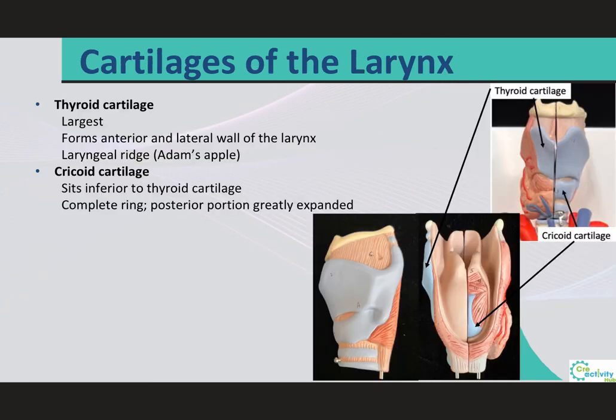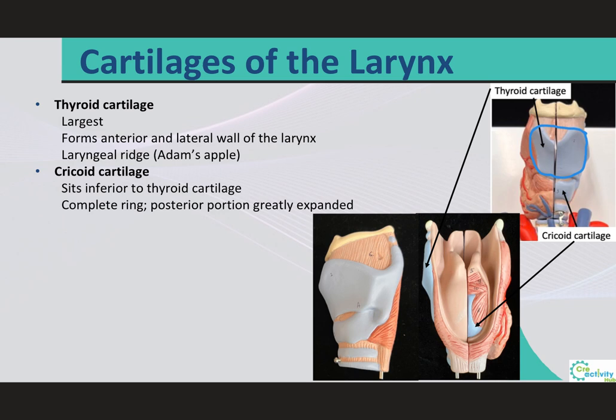Now let's start talking about the cartilages that will form the larynx. There are 3 large unpaired cartilages, of which we see 2 of them on this slide. The first one is what we call the thyroid cartilage, and like the name says, it's going to be located right where we have the thyroid gland, and it's the largest of all of the unpaired cartilages.